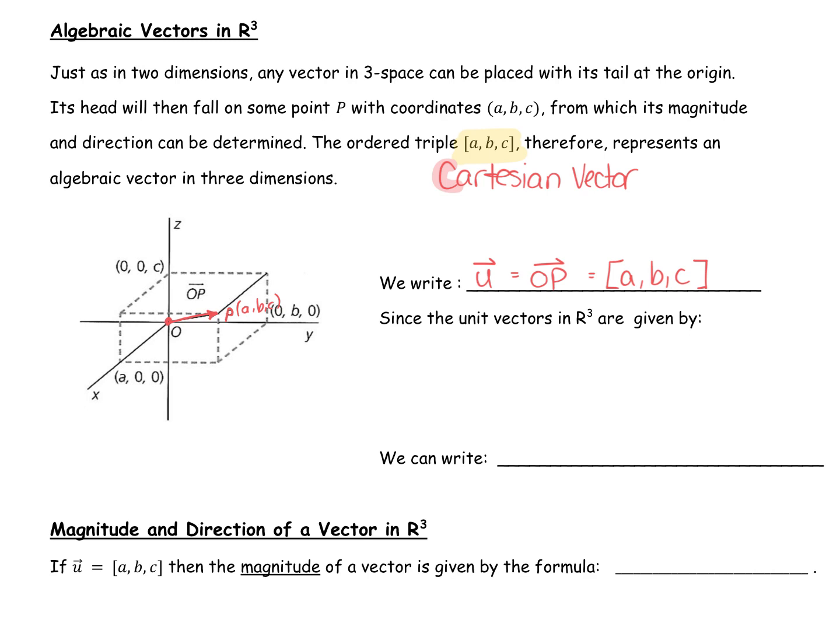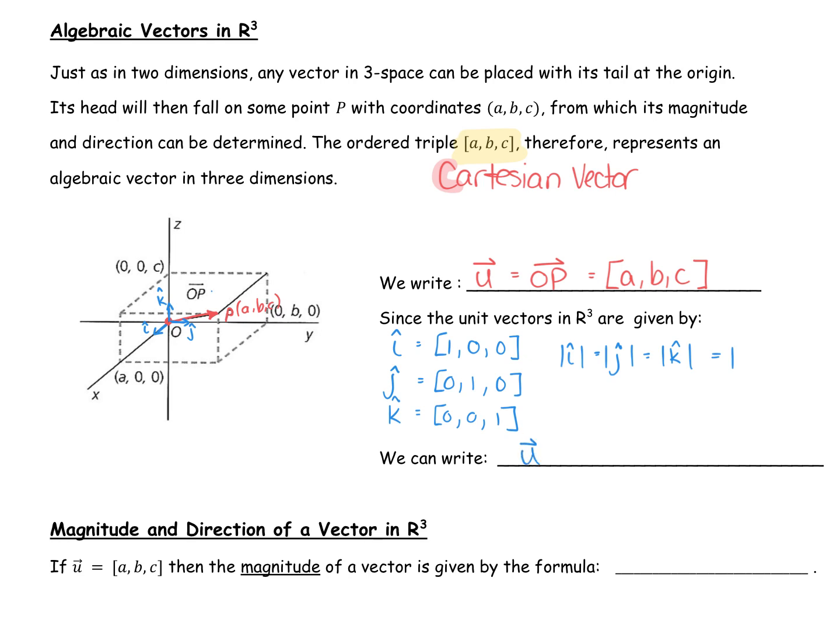The unit vectors in 3-space are similar to those in 2-space, in that unit vector i can be written as [1, 0, 0]. That would be that vector right there, with magnitude 1. Unit vector j can be written as [0, 1, 0], and that would be this vector right here. And vector k is [0, 0, 1], and that would be this unit vector right there. We know that all unit vectors have the same magnitude: the magnitude of i is equal to the magnitude of j, which is equal to the magnitude of k. They all equal 1.